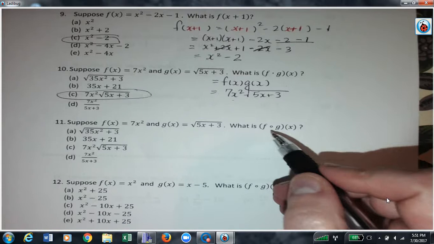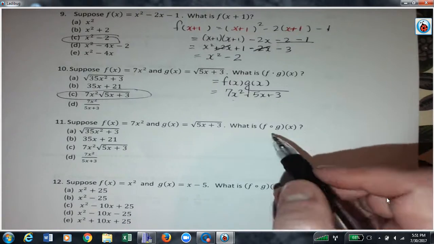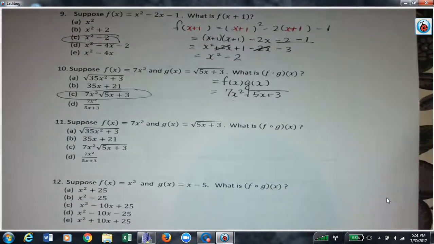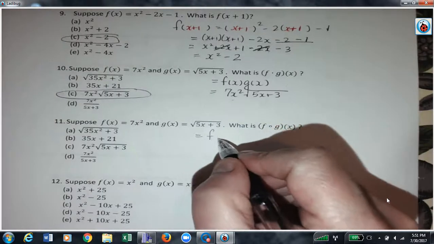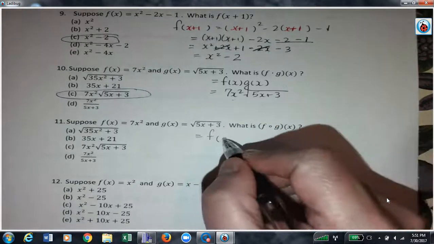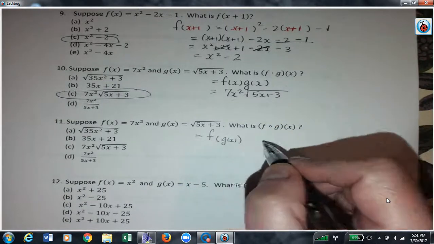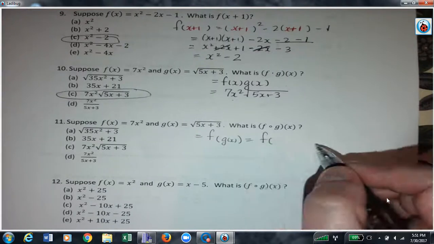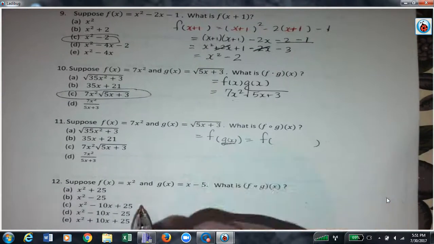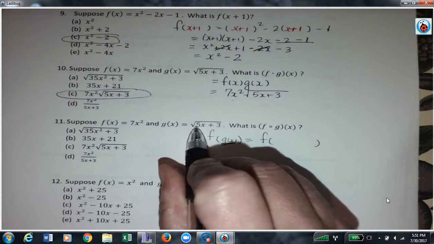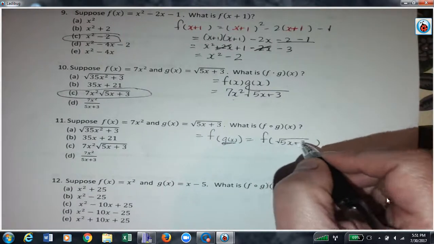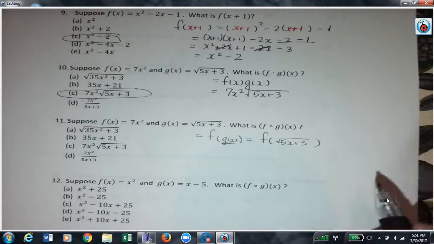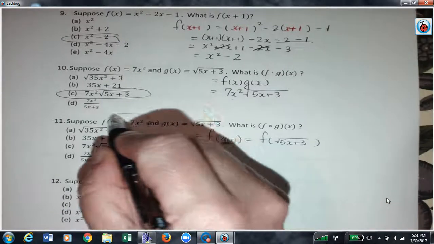Now, what is f composed with g? The symbol here is composition. So composition is the first one, f, evaluated at the second one. So f evaluated at, well, what's the formula for g of x? It's the square root of 5x plus 3. So this is what I want, f evaluated at the square root of 5x plus 3.